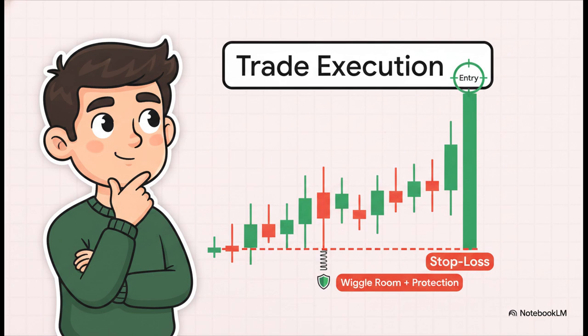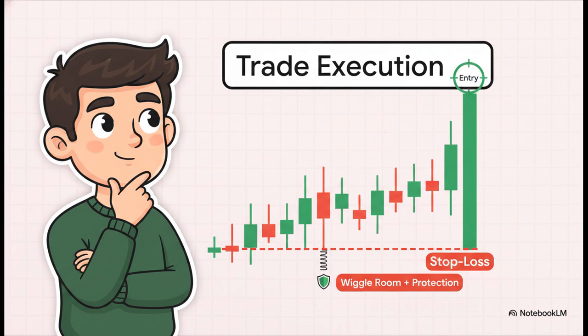The general rule of thumb is to enter a trade exactly at the close of the candle that confirms your pattern. But crucially, and I cannot stress this enough, you must set a stop-loss order. If it's a bullish trade, this goes just below the pattern's lowest point. And always leave a little bit of wiggle room so a tiny price fluctuation doesn't just knock you out prematurely.